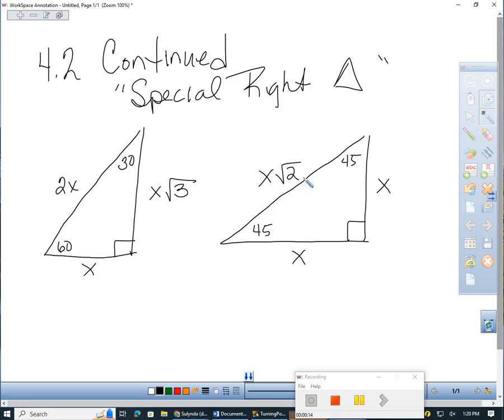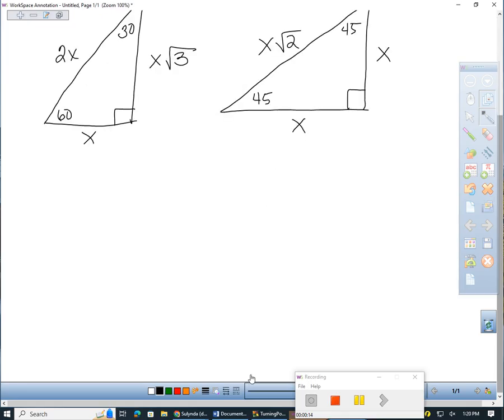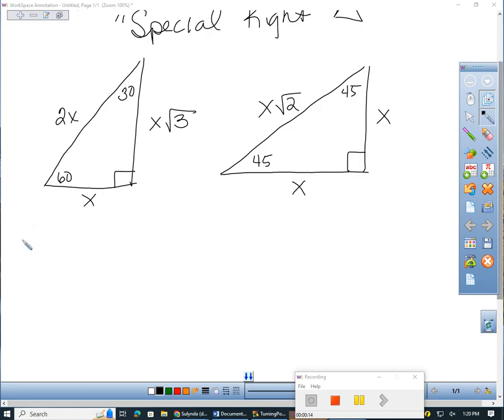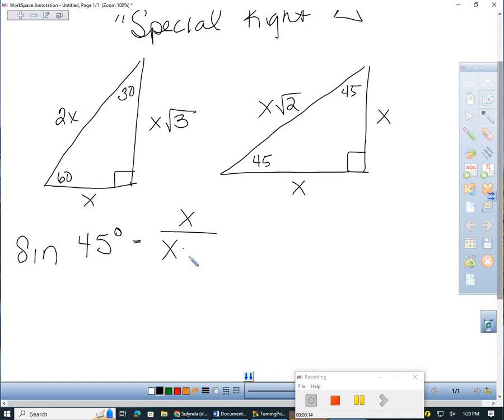So we're going to change it just a little bit for you. So if I were to say the sine of 45 degrees, I would go over to my 45-45 triangle, and sine is opposite over hypotenuse. My x's would cancel, and I get 1 over square root 2. No matter what size my x is, it always does that. Okay? And then that would rationalize, and we would get square root 2 over 2.